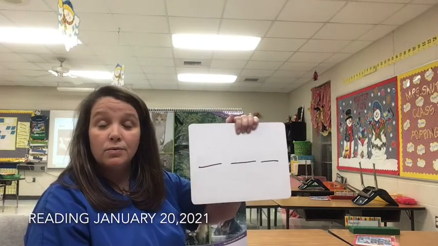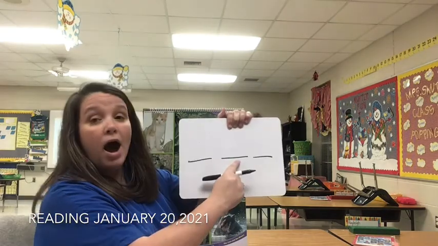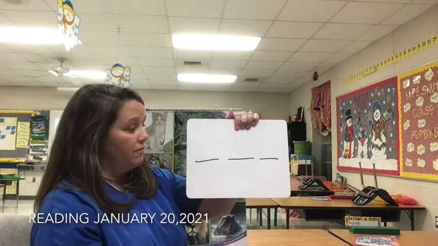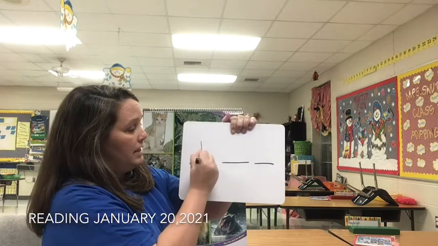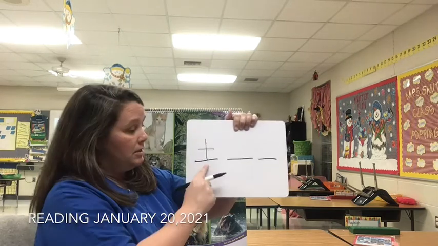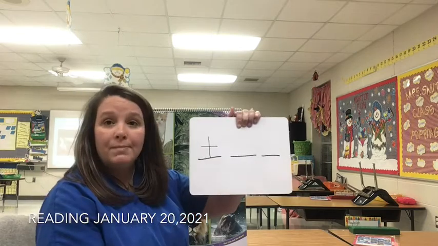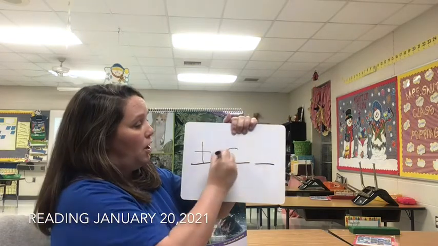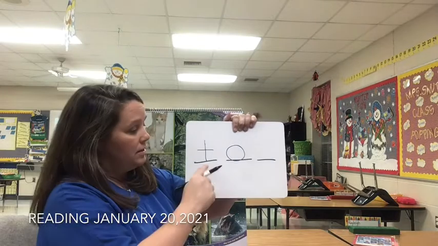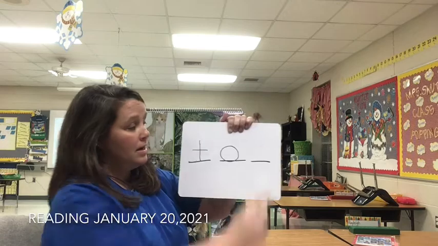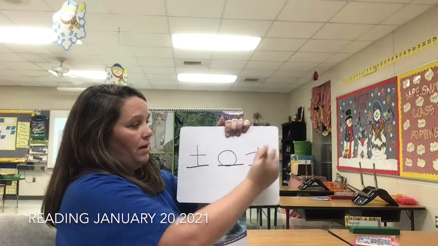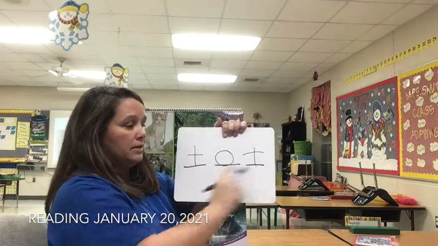All right, let's do one more word. Let's spell the word tot. Ready? T, ot. The first sound is T. What makes the T sound? T. Tot. What makes the ah sound? O. Tot. What makes the T sound? T. Very good. Tot.